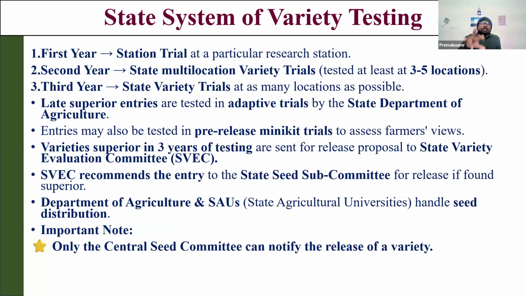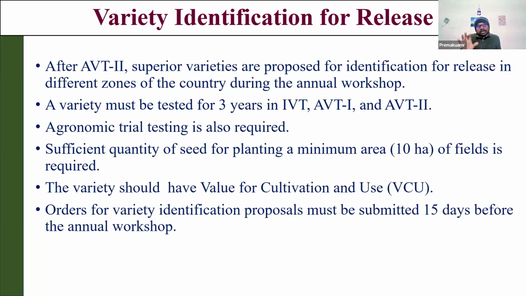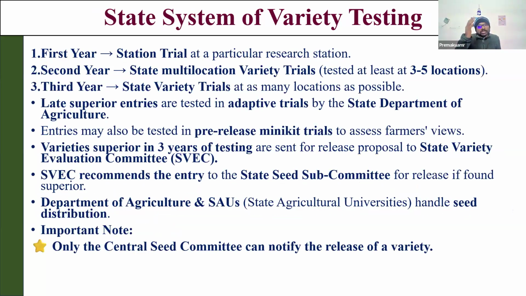Then the same, for example, if it is for national, in the state system also, within the state you have to do trials. Here nationwide trials were conducted with the national checks and all these checks. But in SAUs or KVKs, inside the state only, there are first year, second year, and third year trials conducted. Then there will be a state varietal evaluation committee. Then they will submit the recommended variety to the central state committee for release. Then the Department of Agriculture or State Agriculture University will decide, and they will start distributing the seed.